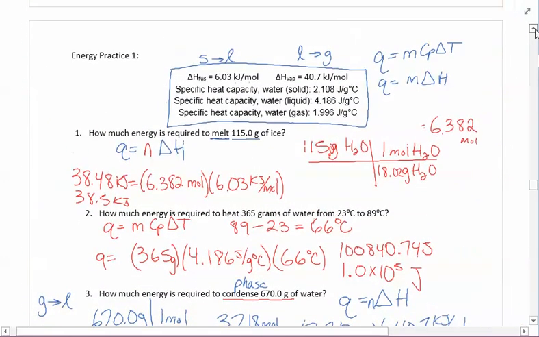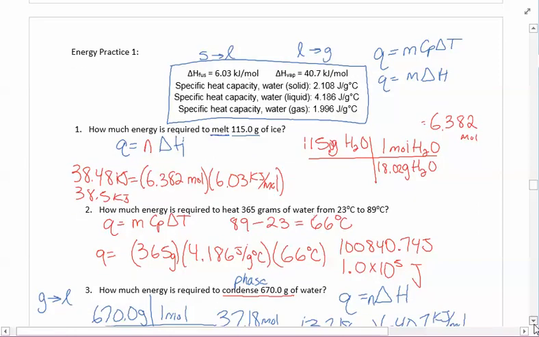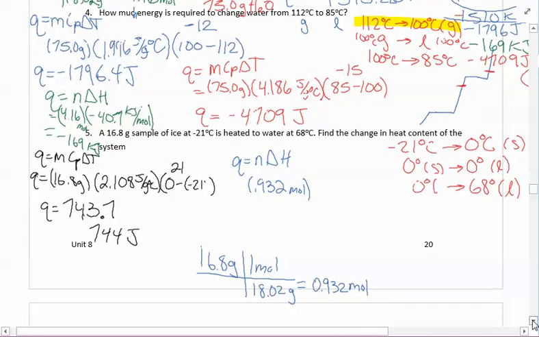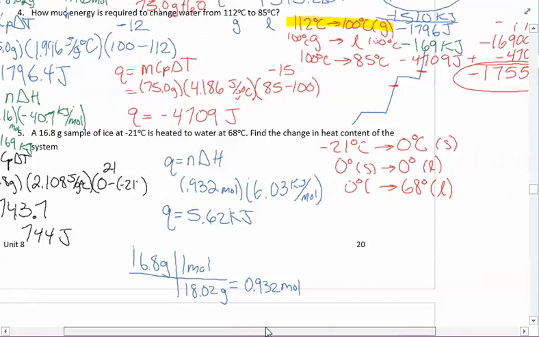So we have to use the constant for a solid to a liquid, which is the delta H of fusion. So we'll have 6.03 kilojoules per mole. So we'll be left with kilojoules again. So you'll get 5.62 kilojoules here, and then the last step where we're taking our water sample and we're going from 0 degrees Celsius to 68, so it's Q is equal to mCp delta T because there's a temperature change.